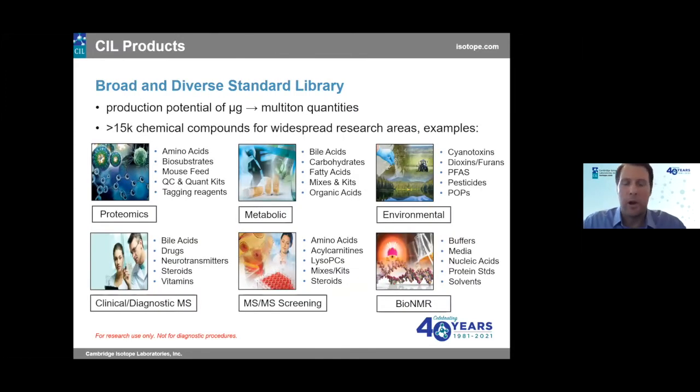At CIL, we offer a broad and diverse portfolio of labeled and unlabeled compounds. The total exceeds 15,000, with applications covering a wide-spanning array of research areas, a few of which are highlighted here. The 5 ensuing speakers in this session will discuss product-specific applications in the omics and environmental research space. The balance of my general intro presentation will focus on standards and mixes in the MS omics area, specifically proteomics and metabolomics.